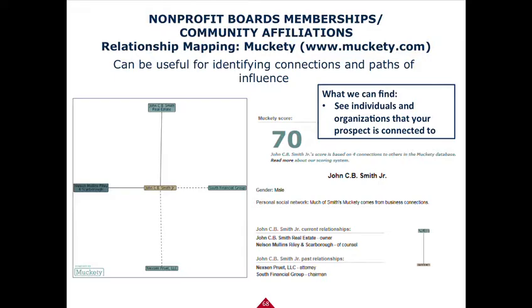Now, not everyone is on Muckety. They only include what they term national power brokers, but this can help you identify how influential your prospect is. Muckety also assigns a score of how influential they think this person is. So this John Smith is a 70 out of 100.